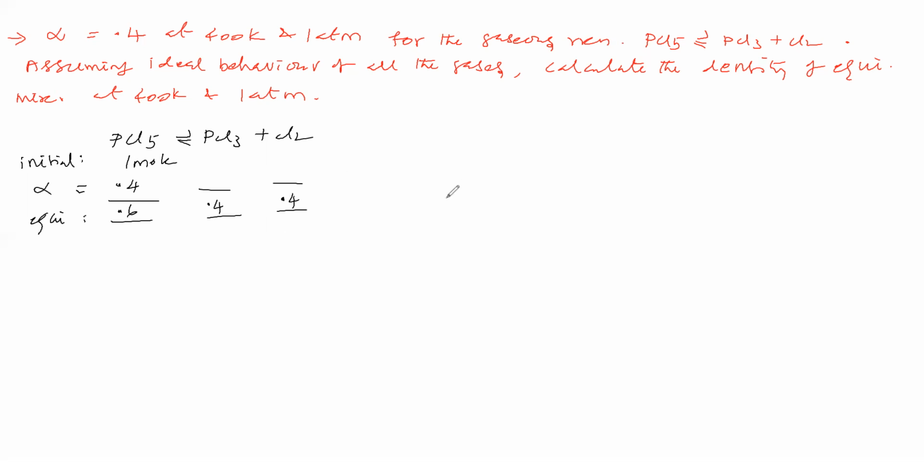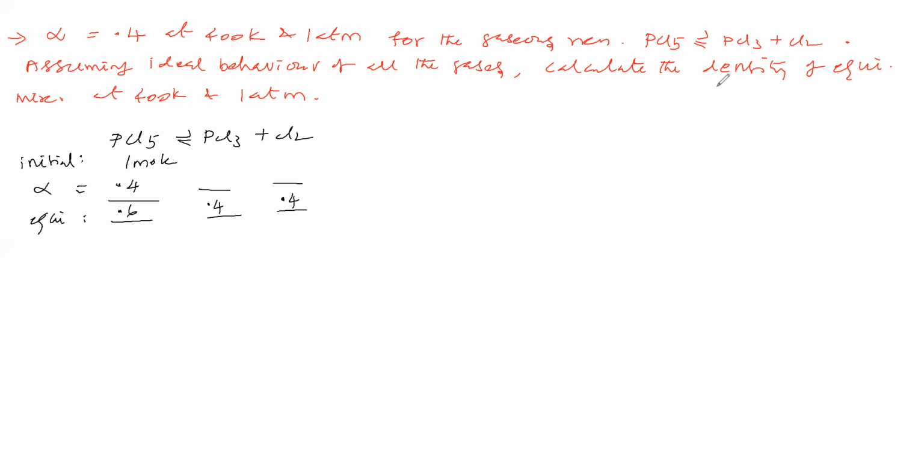What are the other possibilities we have discussed? Those possibilities also we have to discuss here. Why can't we take more than 1 mole of PCl5? That possibility also we will check. So we got the equilibrium number of moles.